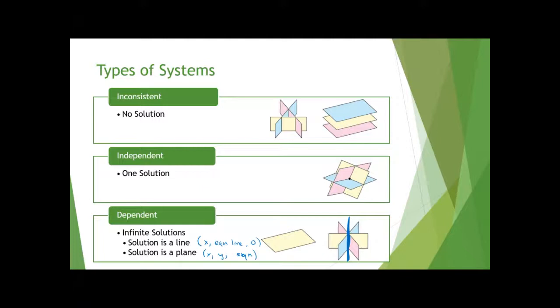I use braces. For a line, I'll say it's some point x and y with the equation. Or if it's a plane, I'll say it's x, y, z, and then I'll give the equation with the x, y, z in there. That's usually how I write the solutions. But for everything on the application assignment, you're going to get one solution, so you don't need to really worry about that too much.